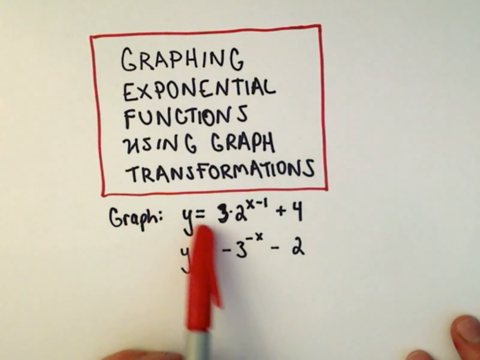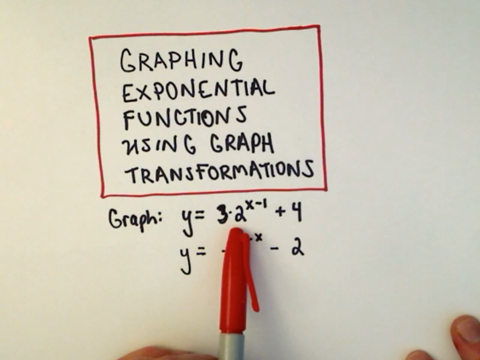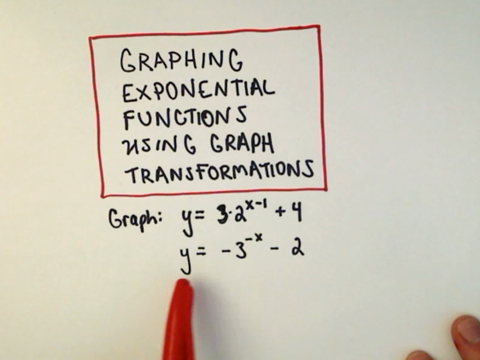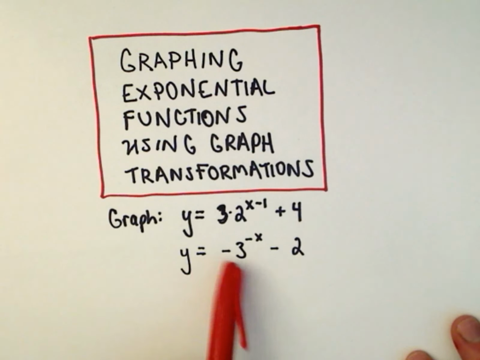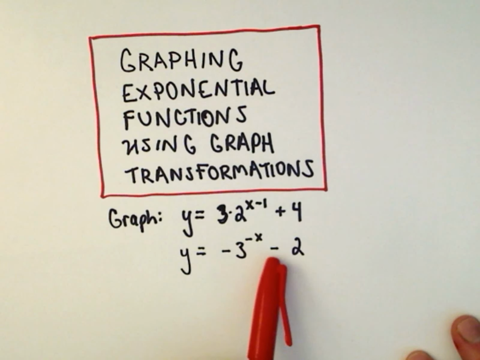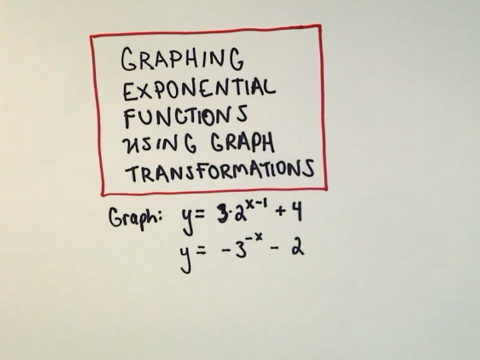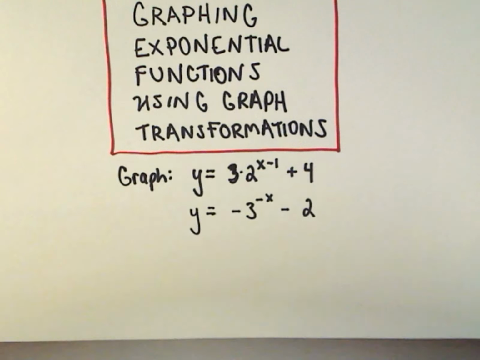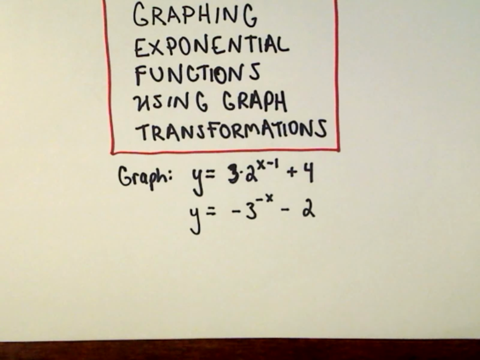The first one will graph y equals 3 multiplied by 2 raised to the power of x minus 1, plus 4. And then we've got y equals negative 3 raised to the power of negative x, and then minus 2. All right, so there's a couple different ways that you could really go about doing these. And not to hopefully confuse you, but let me show you a couple different ways that you could think about it.